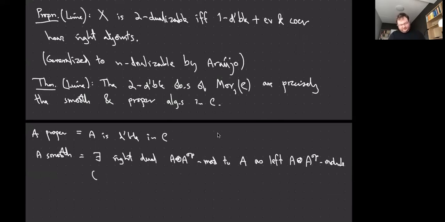If I'm not mistaken, this corresponds to saying that A is finitely generated, and in the classical case, I believe it corresponds to saying that A is finitely generated projective as an A tensor A^op module.